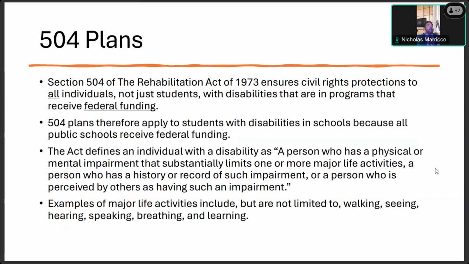So the gist of it is, if it affects your ability to learn, it's most likely going to be an IEP, which we'll get to. If it's more of a physical impairment that, again, makes your life difficult, it's most likely going to be a 504 plan. And again, this applies to students in middle school, high school, grammar school, pre-K, all the way up to post-grad, law school, med school, everywhere, if they receive federal funds. So we're going to move on to the next slide.